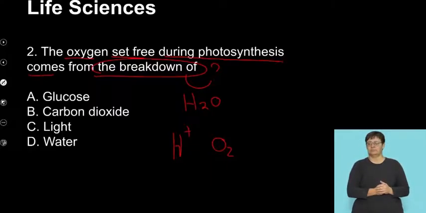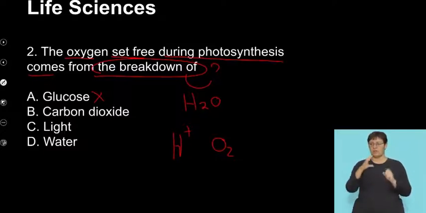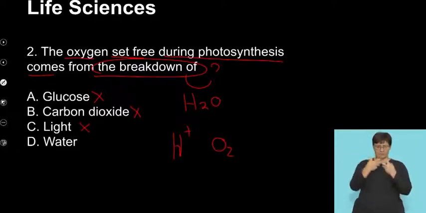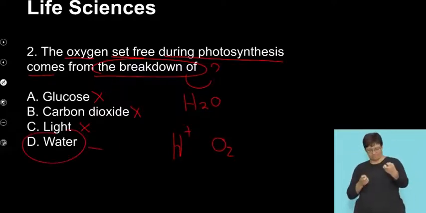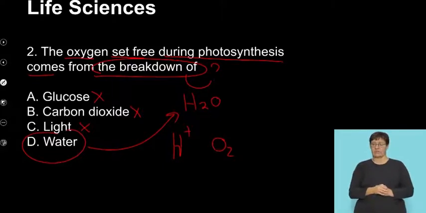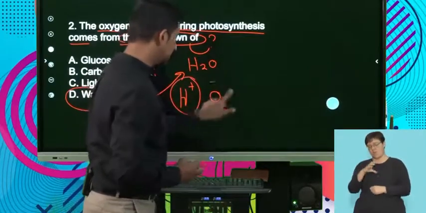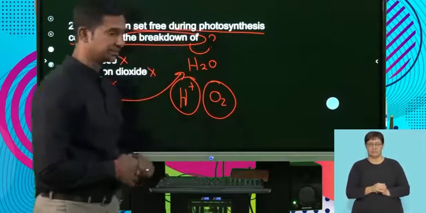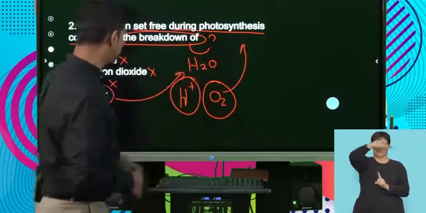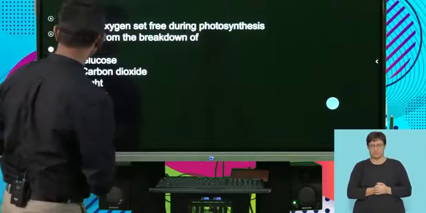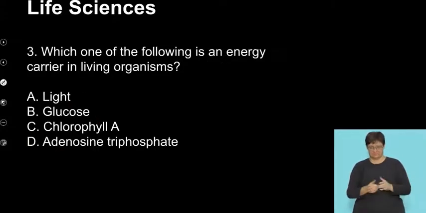Okay, so where did that come from? The oxygen set free during photosynthesis comes from the breakdown of glucose. That's not correct. The breakdown of carbon dioxide. That's not correct. The breakdown of light. That's not correct. And as I mentioned, the most correct answer here is the breakdown of water. And that process is called photolysis, splitting up water, which releases your hydrogen atoms, which are the energy molecules, as well as your oxygen. And that is then released into the atmosphere as a waste product. Spot on if you got that correct.